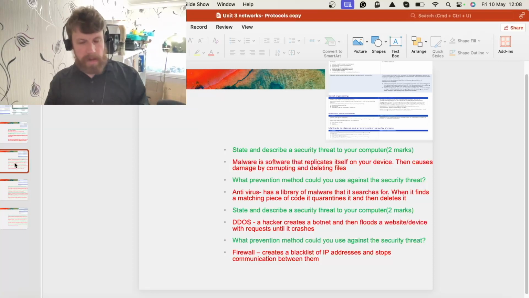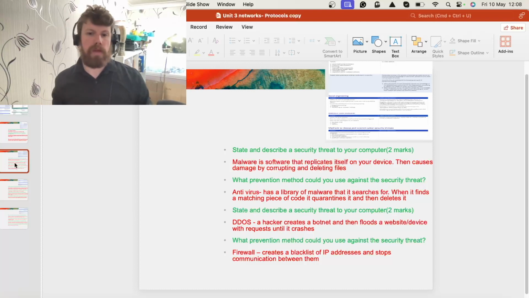So the definition for malware, I have no idea why they like this on the mark scheme so much, is software that replicates itself on your device, then causes damage by corrupting and deleting files. The prevention method, nice and easy for you, is antivirus or anti-malware. How that works is malware has a library of those that it's searching for.